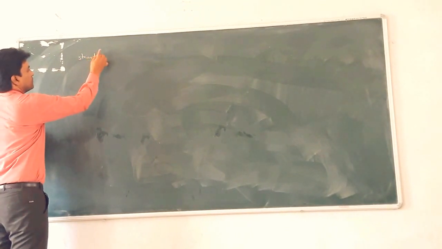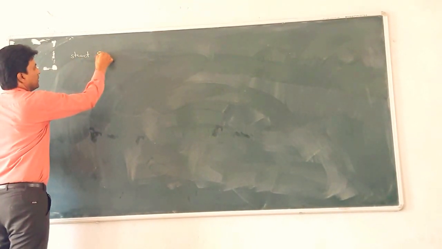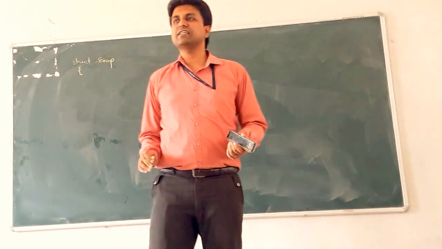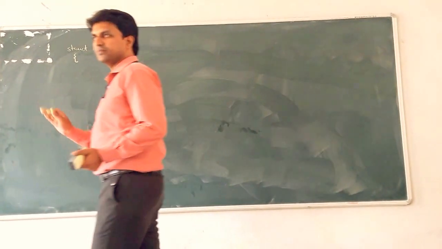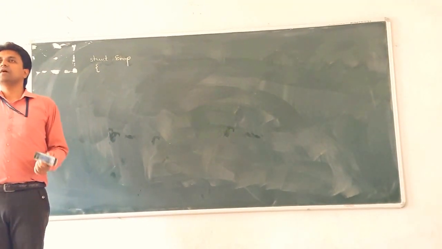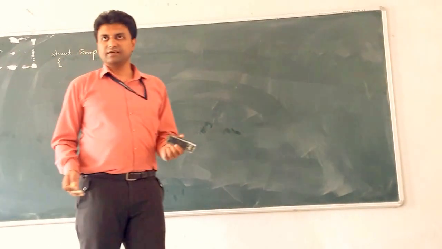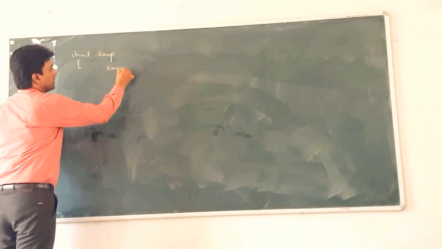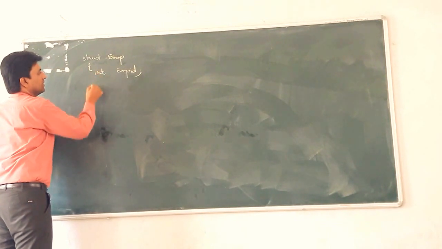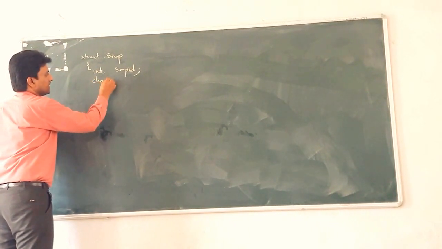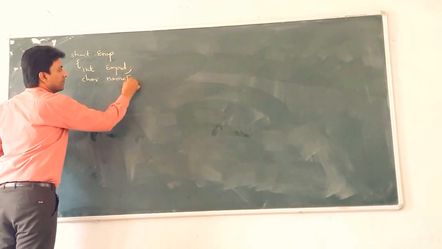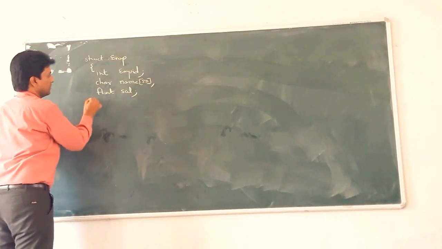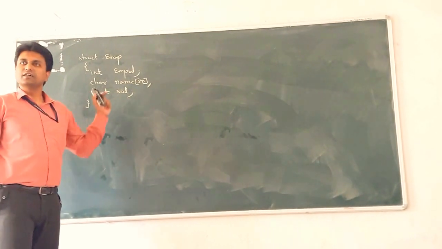Suppose struct employee, EMP. The employee structure contains data members like employee ID. Every employee has some employee ID, then employee name, and most important is employee salary. Clear? So first, employee ID, which is of type integer. Next, name of the employee, that is char name, suppose 50. Then float salary of employee. This is the structure definition.